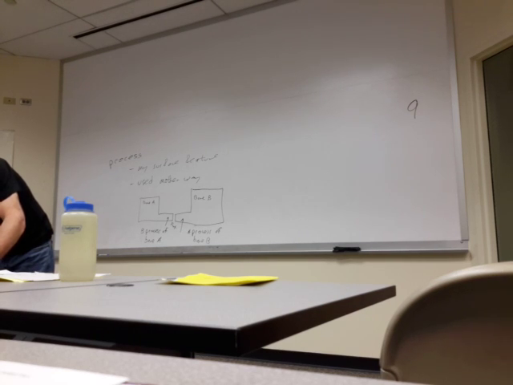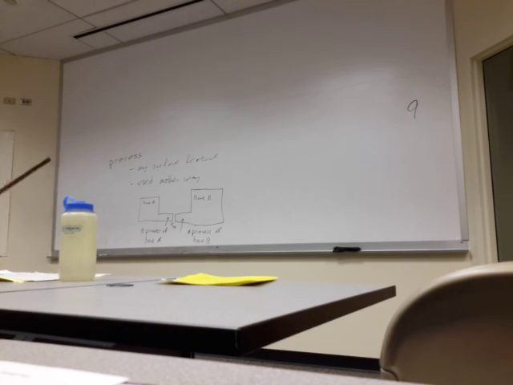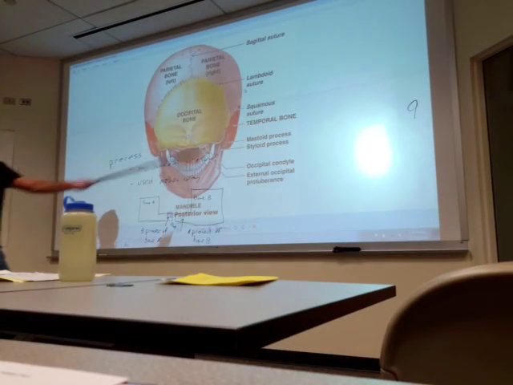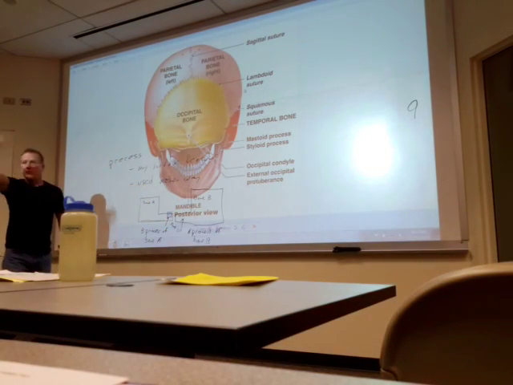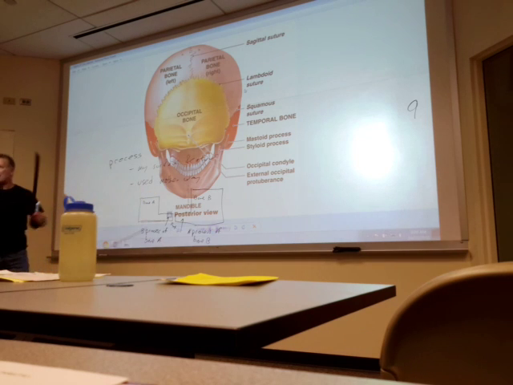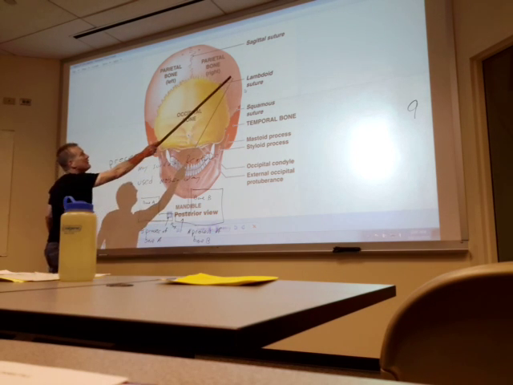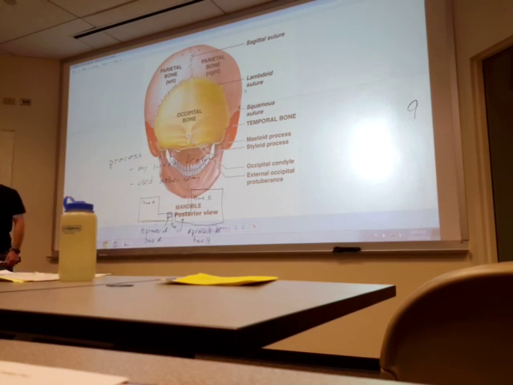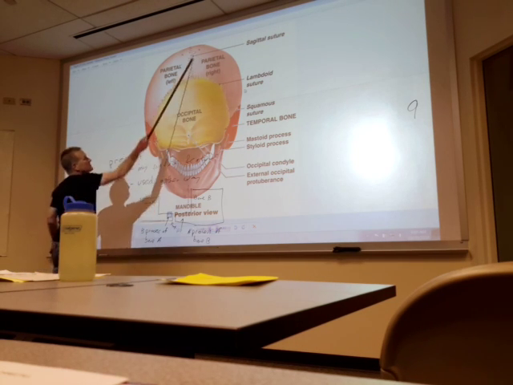So I'd like a volunteer to come up here and wiggle your right parietal bone. You can wiggle your hand, your wrist, your leg. Come on, somebody, anybody, wiggle your right parietal bone. You can't do that. These are sutures.